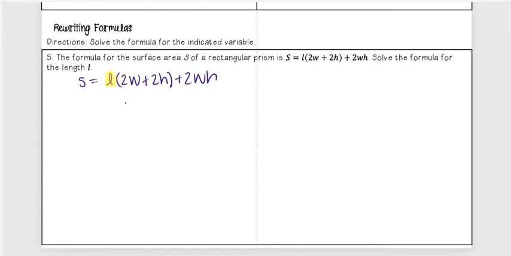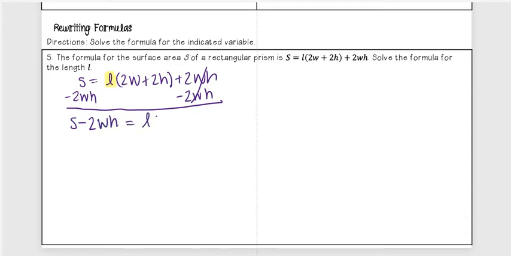I want to move whatever is being added or subtracted first. So I'm adding this 2WH at the end, so I want to move that to the other side. These aren't like terms, so I can't add them together, so I'll just have S minus 2WH is equal to L times 2W plus 2H.